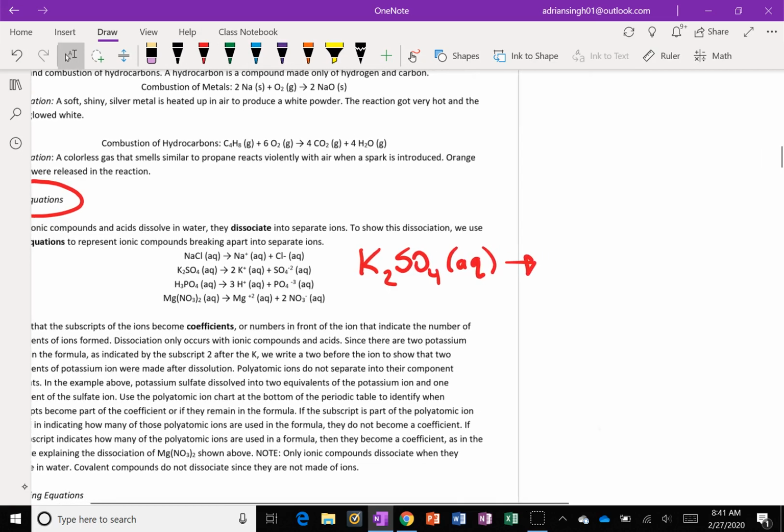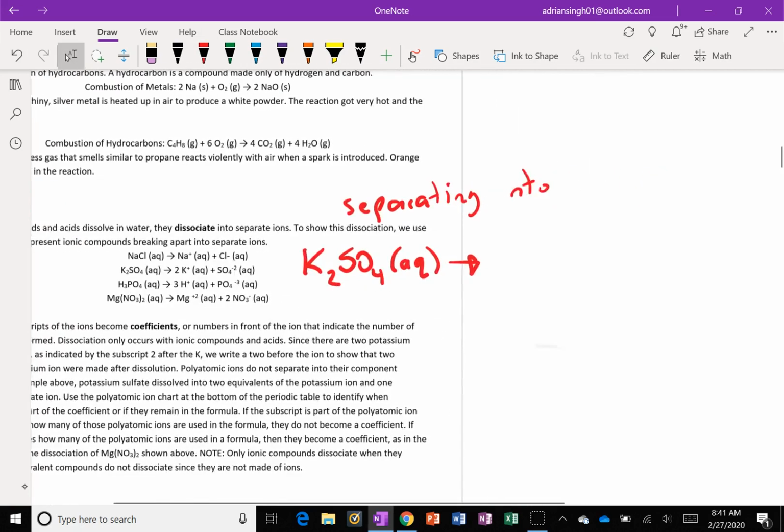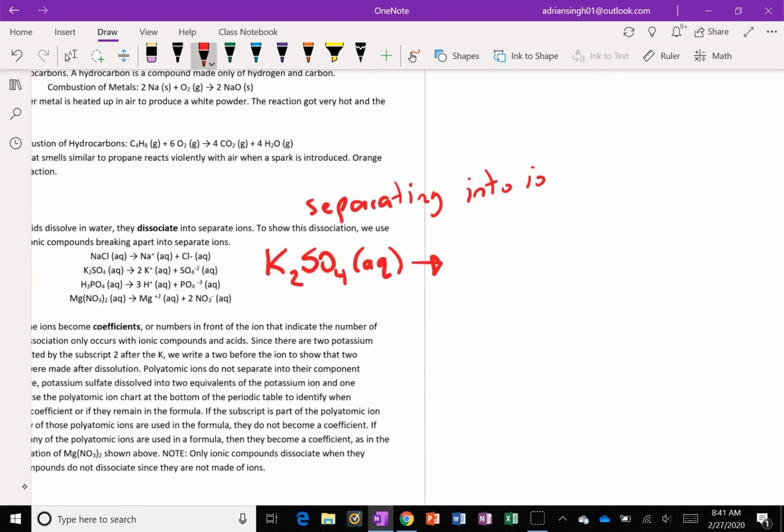All you're doing in these ionic equations is you're just separating into the ions. So in other words, you're doing the opposite of what you did a couple of weeks ago when you put the ions together to make that ionic compound. So the question then is, what are the ions that are produced when potassium sulfate dissolves in water, right? When it's in solution.